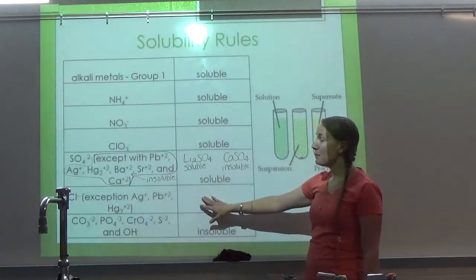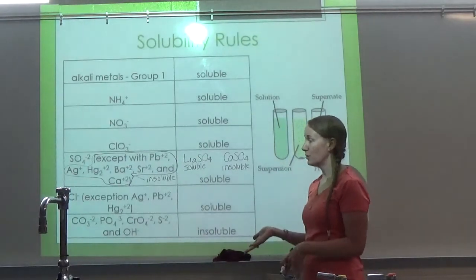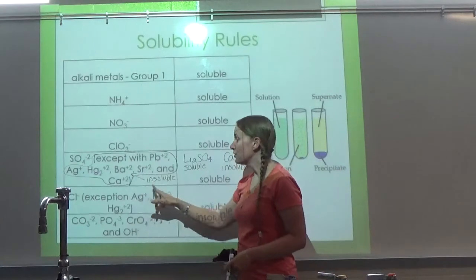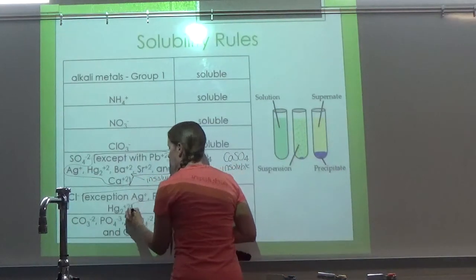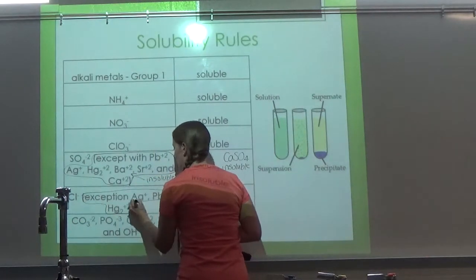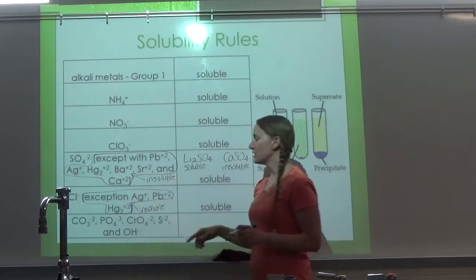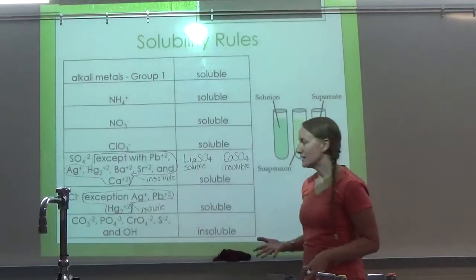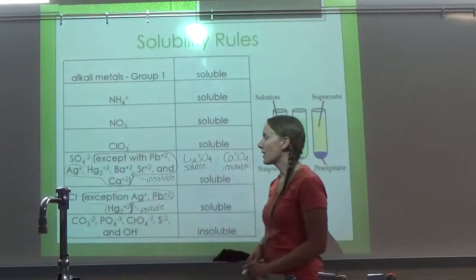All right, the same thing happens for chloride ions. Cl is normally soluble, except when it's with silver, lead, or mercury. So again, if you want to, on your chart, circle those and then put insoluble. And then at the very bottom, we have a list of just a bunch of insoluble ions. Those are carbonates, phosphates, chromates, sulfides, and hydroxides.